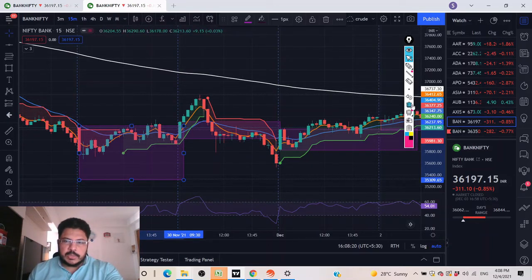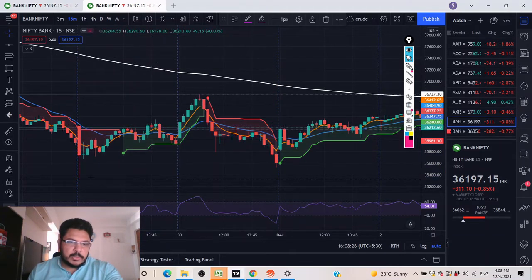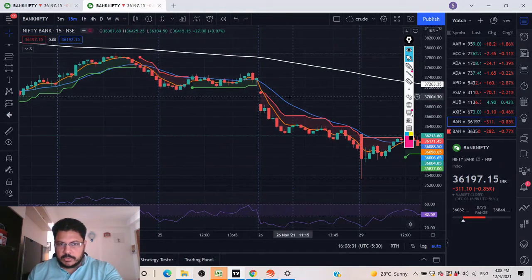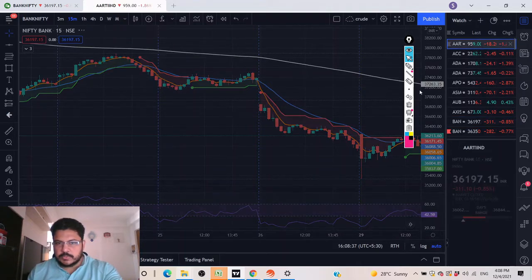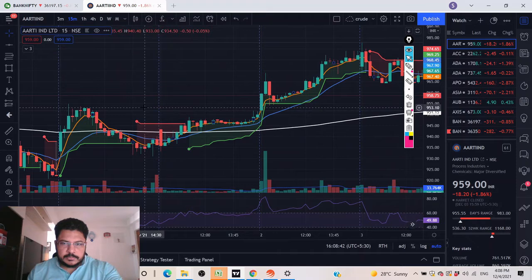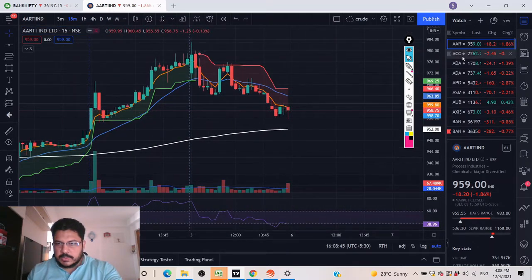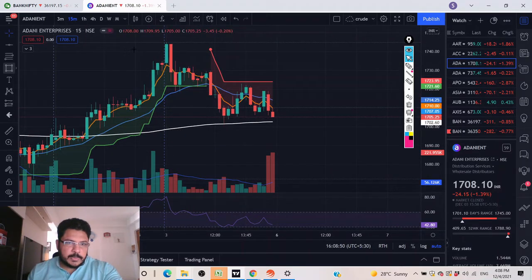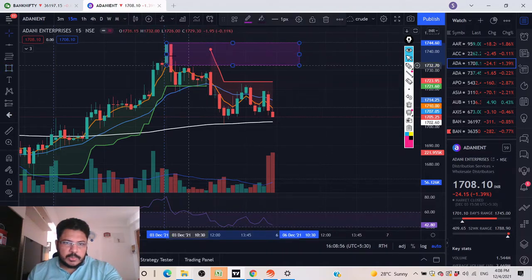So this is pretty clear on this, and I hope you can check this on multiple time frames, and you can see this works well on any stock as well. Let's look at the stocks that we have here. Let's look at Adani Enterprises, see if it works or not. Yes, Adani Enterprises, first candle high and low broken, it gave money easily.